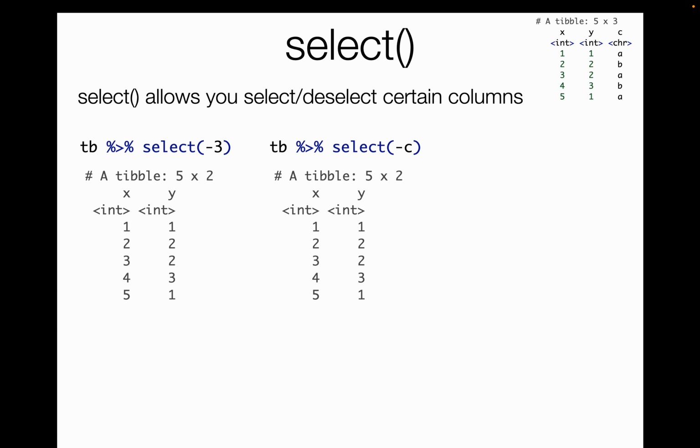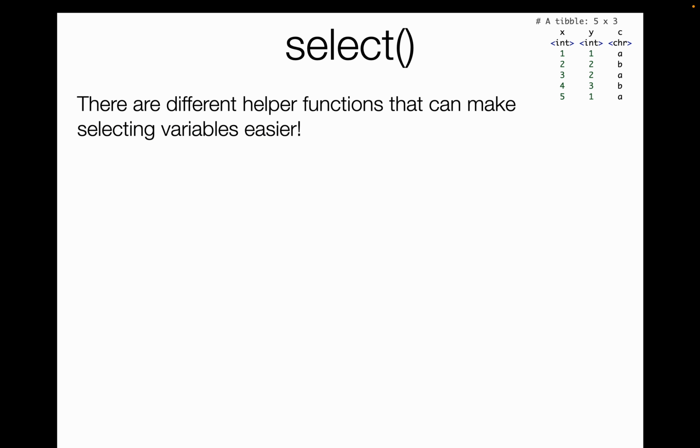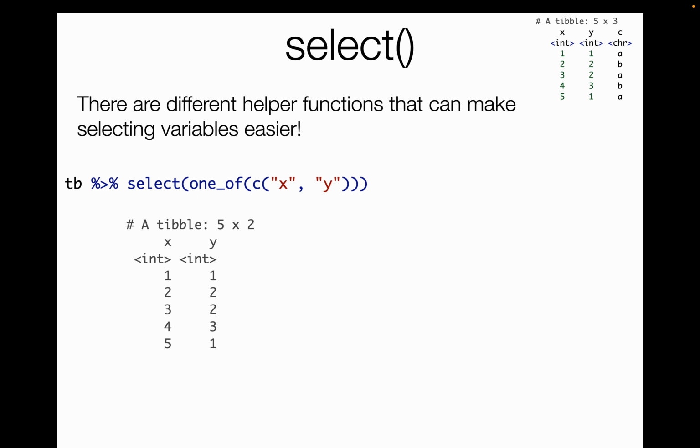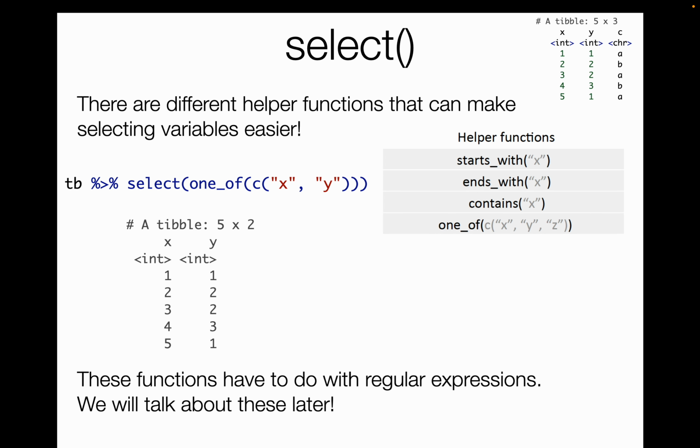Deselecting uses the minus, which is like the exclamation point. Okay, so -3 and -3, they give you the same thing. I can do it by name or by position again. Now there are some helper functions here. So tidyselect one_of X or Y. Well, it's like an OR. So one_of is sort of like OR, but it's weird. I should have made a better one. One_of is a weird OR.